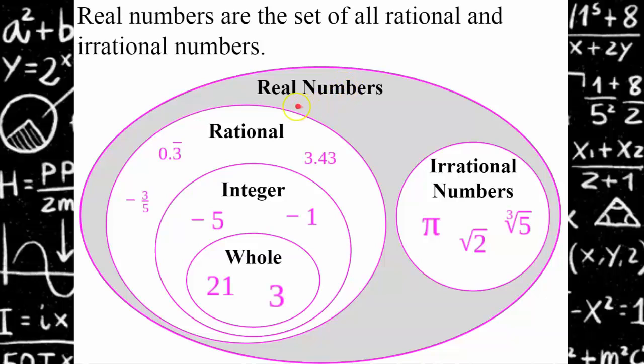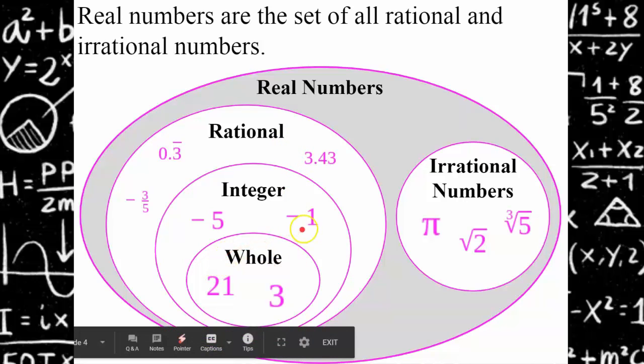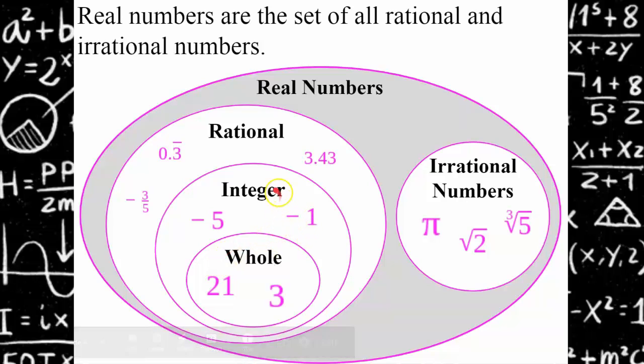Now let's come over here to this set of numbers and notice that we have sets within sets within sets. So I have whole numbers. 3 and 21 are whole numbers. They are also integers, they are also rational, and they are also real. Then I have these two values, -5 and -1. They are not whole because they're negative, but they are integers, they are rational, and they are real.